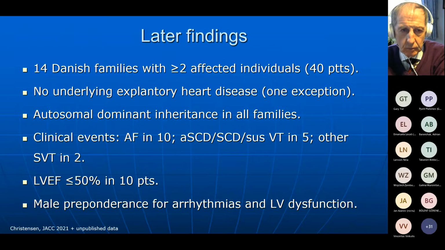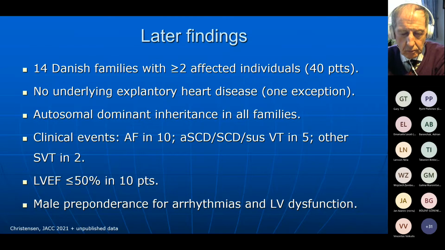In total, we investigated 40 patients. With one exception, there was no underlying explanatory heart disease. There was one individual who had an acute myocardial infarction, and we could actually see his pre-myocardial infarction ECG. He already had ST depressions. They accentuated during his myocardial infarction and went back to baseline after revascularization, but the ECG never normalized. All families showed autosomal dominant inheritance with apparently high penetrance.